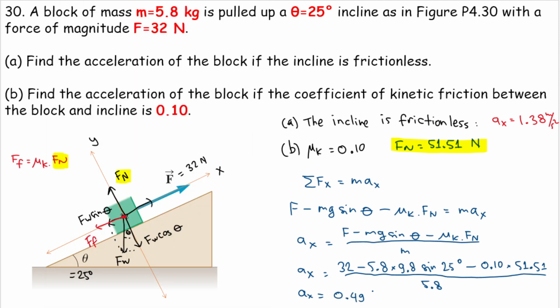0.49, and the unit will be meters per second squared. And that is the final answer for this problem. Hopefully I did not make any mistakes during the calculation. So the ax for question A is this one, and for question B is this one.